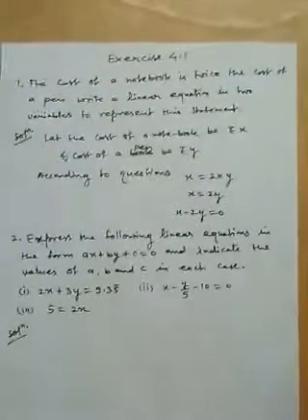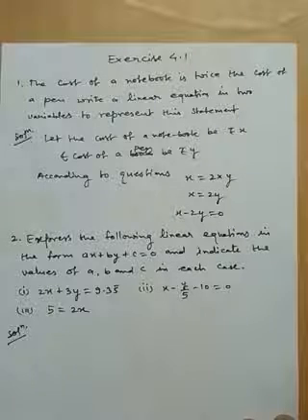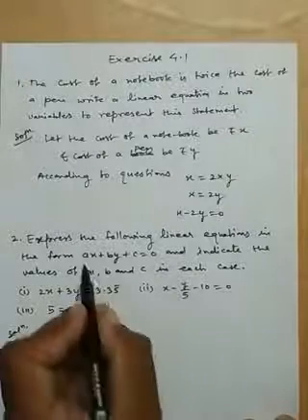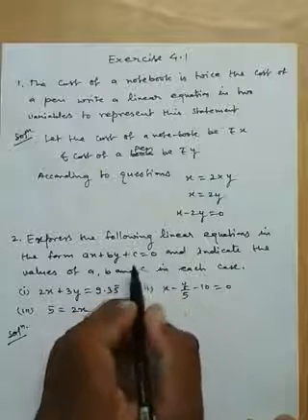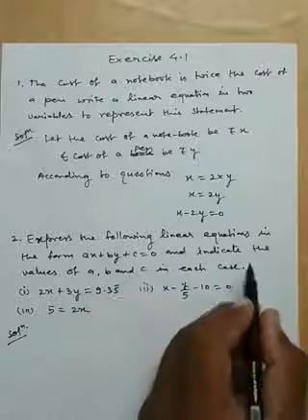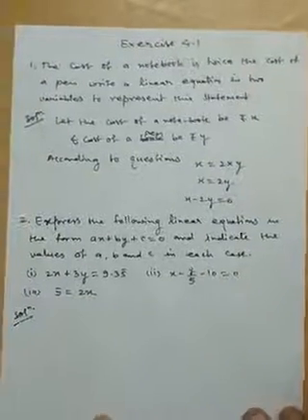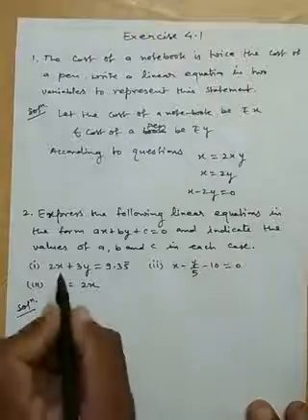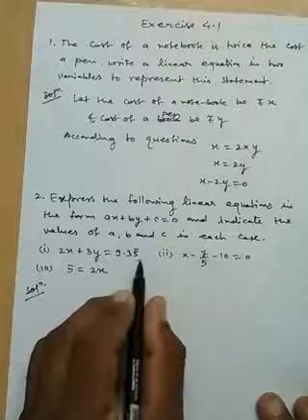Second question is, express the following linear equations in the form of ax plus by plus c equal to 0. This is the standard linear equation in two variables. Indicate the values of a, b and c in each case. The first case is 2x plus 3y equal to 9.35 bar.